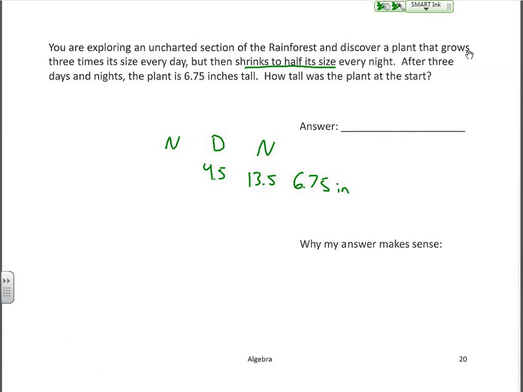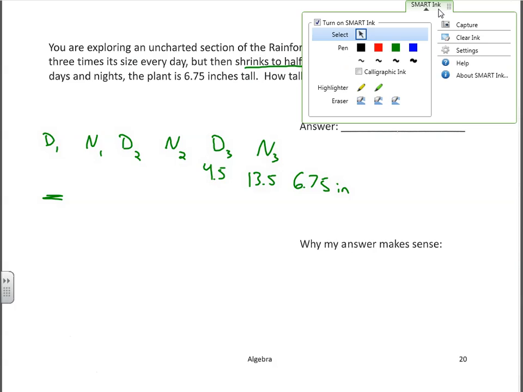All right. So that when you're all done, right? Here's night 3. Here's day 3. Here's night 2. We're going to have day 2 here, night 1 here, day 1 here. When you get this value for day 1, you can go through the process. Triples its size, half its size. Triples its size, half its size. Triples its size, half its size. And you should end up with 6.75 inches, as a final answer. So working backwards theme here for both of our logic questions to start out.